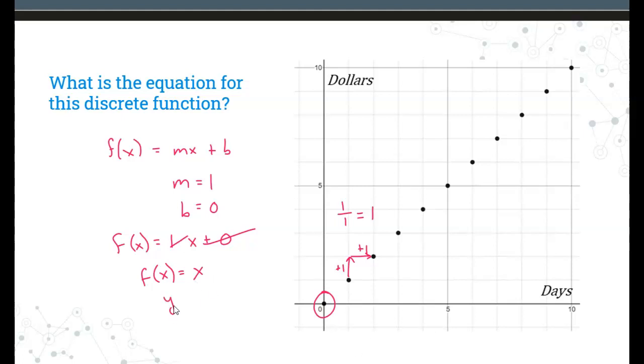Another way to think of this is just y equals x, right? Every time we have an x value, we get the same y value. So 0, 0, 1, 1. This one's 5, 5 up here, 7, 7, and so on.